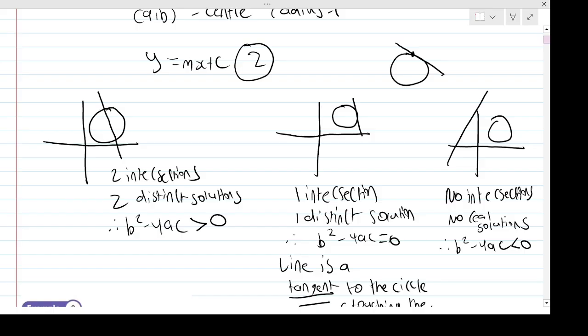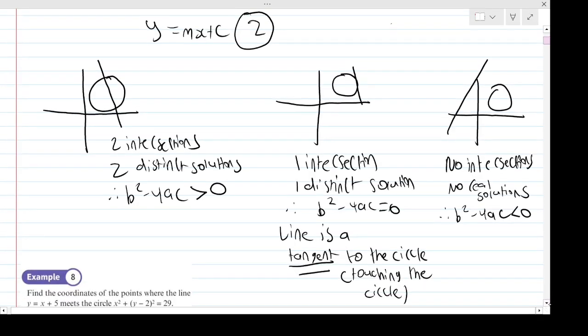Any tangent at any point on a circle, say there, or perhaps there, or there, any tangent whatsoever, there will only be one intersection with the circle. And that's a key property, which we'll be using in this section. So again, just to recap, a line which is a tangent will only have one intersection with the circle, so the discriminant will be equal to 0.